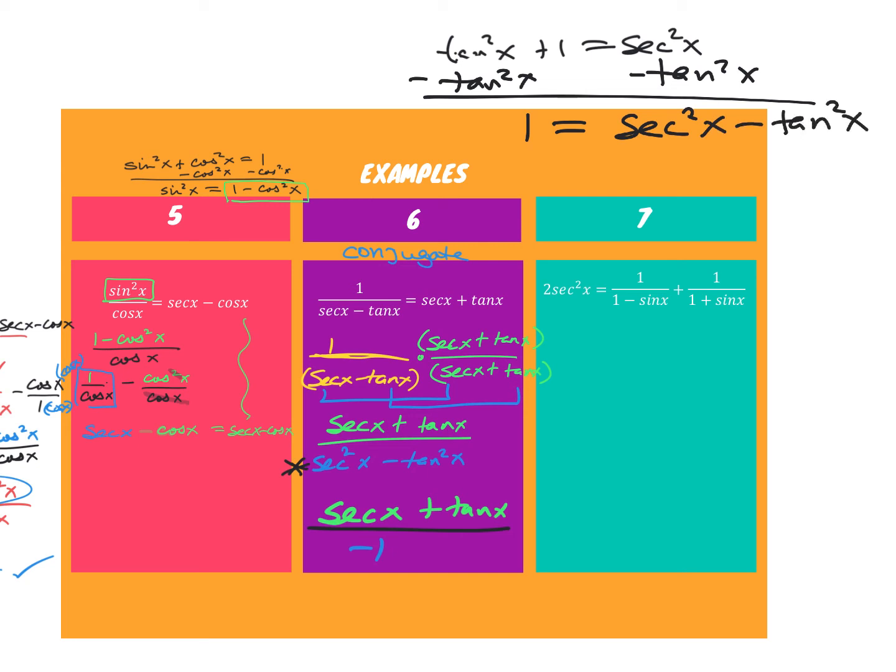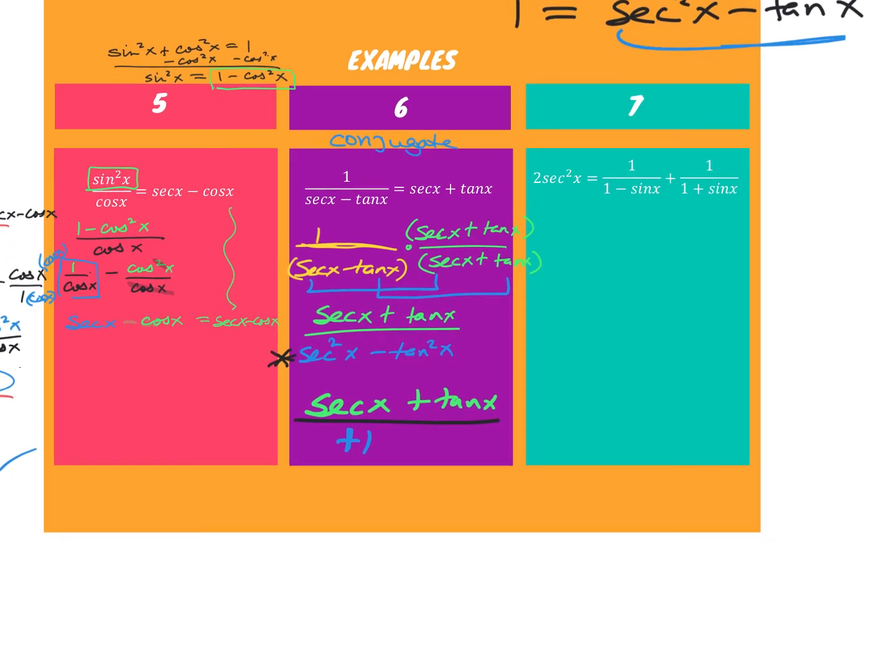And now I'm substituting a positive 1 because that's what this equals. So then anything divided by 1 is just itself. So secant x plus tangent x, that's what I was trying to get. So it equals the same thing. It checks.